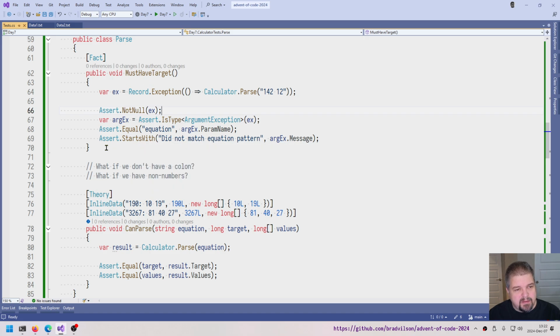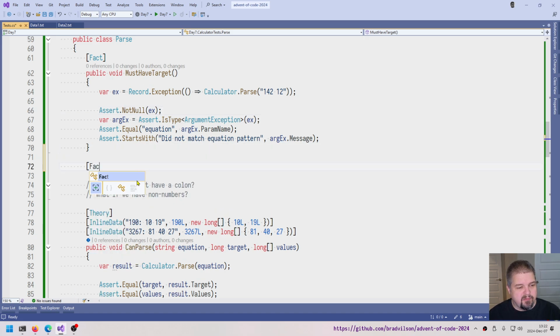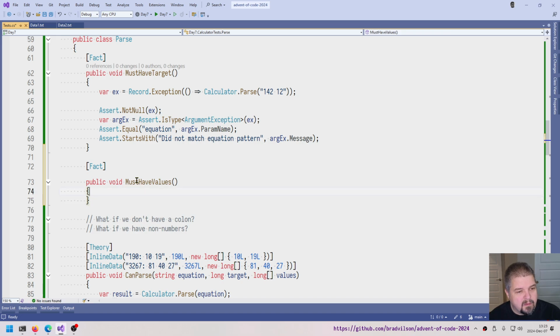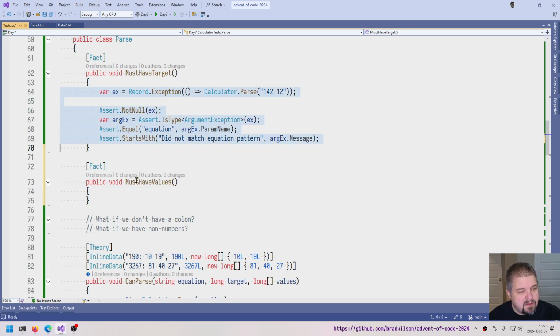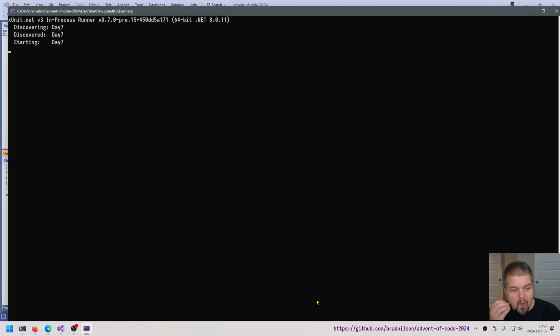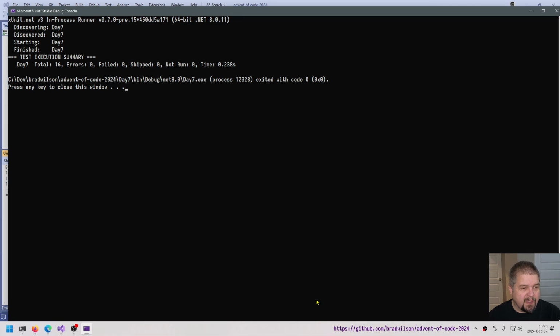So we must have a target. How about must have values? Public void MustHaveValues. Let's do this again. We'll say 42. Okay. So there's that.